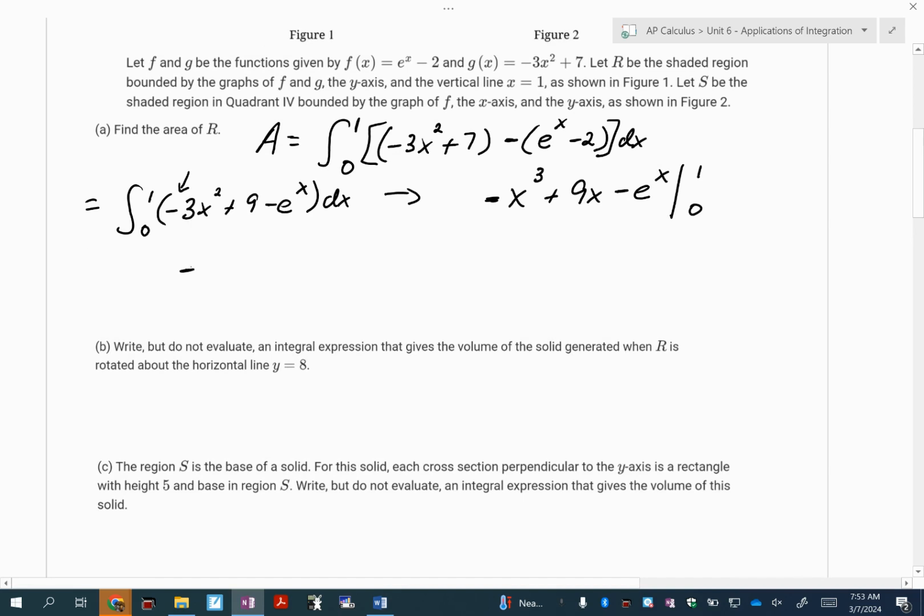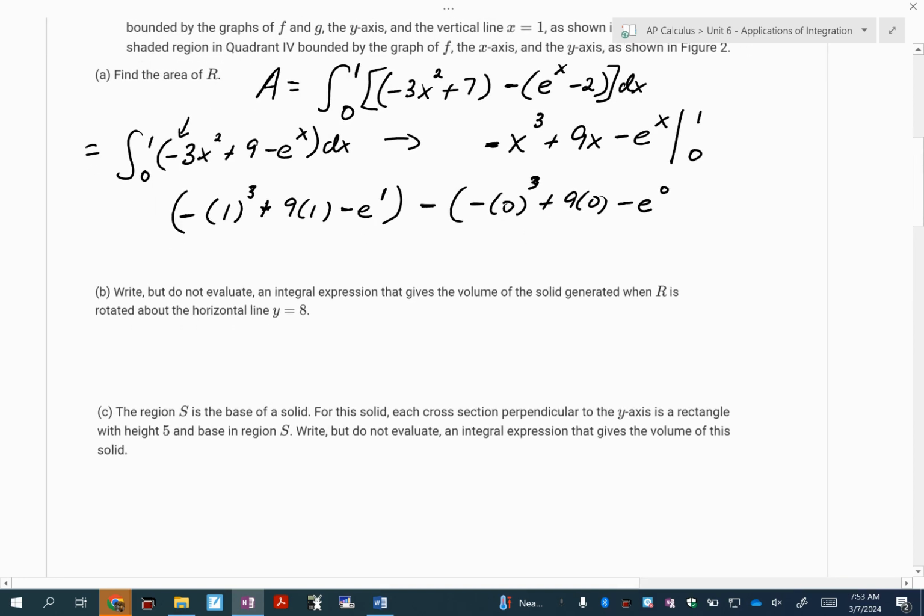So if I plug in 1, that's the opposite of 1 cubed plus 9 times 1 minus e to the first power, all of that, and then minus, when I plug in 0, I get the opposite of 0 cubed plus 9 times 0 minus e to the power of 0. All right, so let's simplify the left side. 1 cubed is 1, but the opposite of that is negative 1 plus 9 minus e. And then subtracting here, that's going to be 0 cubed, which is 0. 9 times 0 is 0. That's all 0. But I do have a minus e to the 0 power, which is minus 1.